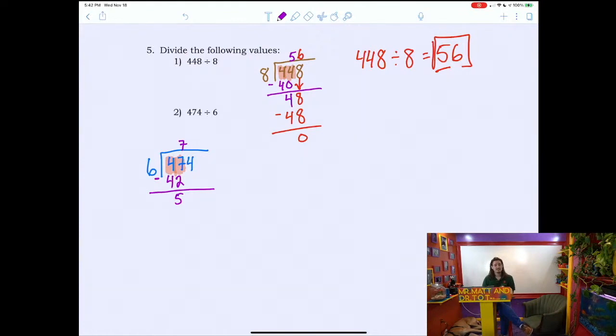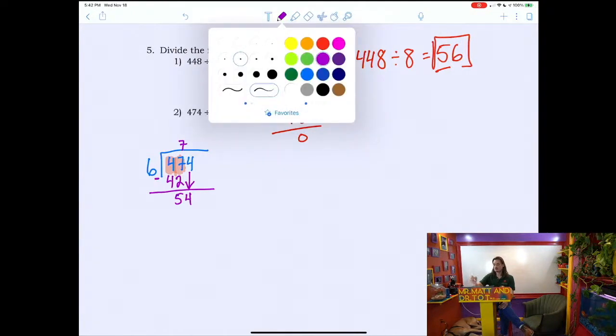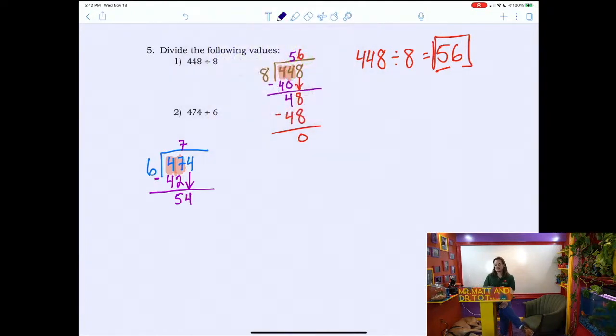But 5 isn't itself divisible by 6, so I'm going to need to bring down that 4. And now I'm going to divide 54 by 6. What number times 6 is 54? That's 9. 9 times 6 is 54. Subtracting away, you'll find a remainder of 0. So 474 divided by 6 is equal to 79.